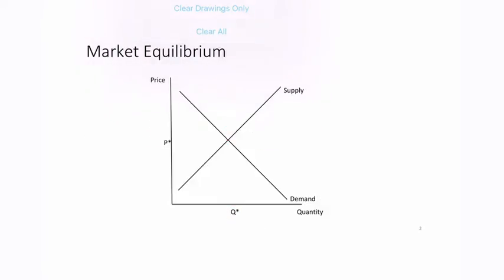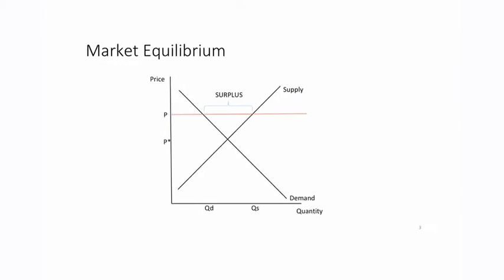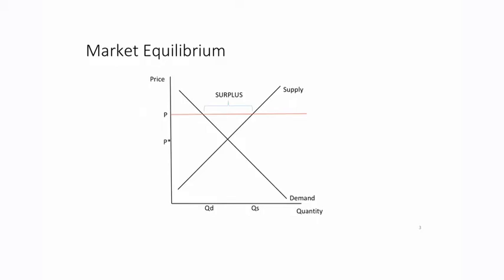So why do we need to have this particular price, P star? Why can't we have a different price? Well, what happens if the price is above the equilibrium price? At this point, we'll call this point P, the price is greater than the equilibrium price, P star.